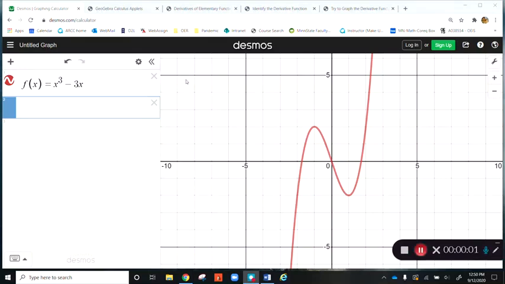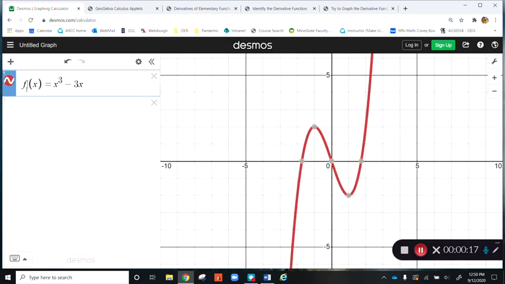All right, let's look at derivatives in Desmos. I want to take this video and explain a little more about derivatives from a graphical perspective. So first of all, we've got a function here. f of x is x cubed minus 3x.